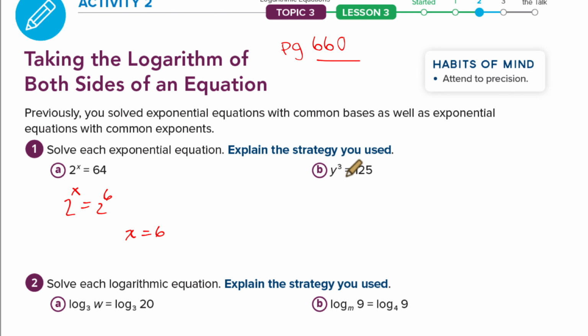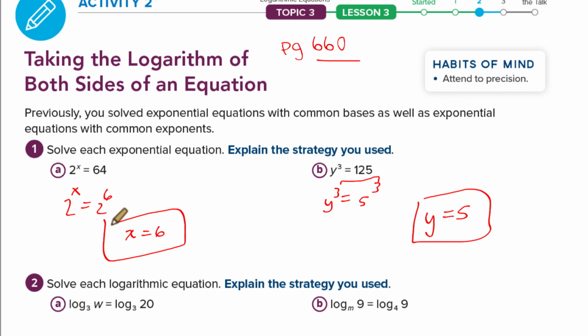And over here, we need to find some number to the 3rd power. Well, 125 I know is 5 to the 3rd power, right? So if y to the third power equals 5 to the third power, if the exponents are the same, the bases have to be the same. So here, y would equal 5. That is easy enough. Put a box around that one too.